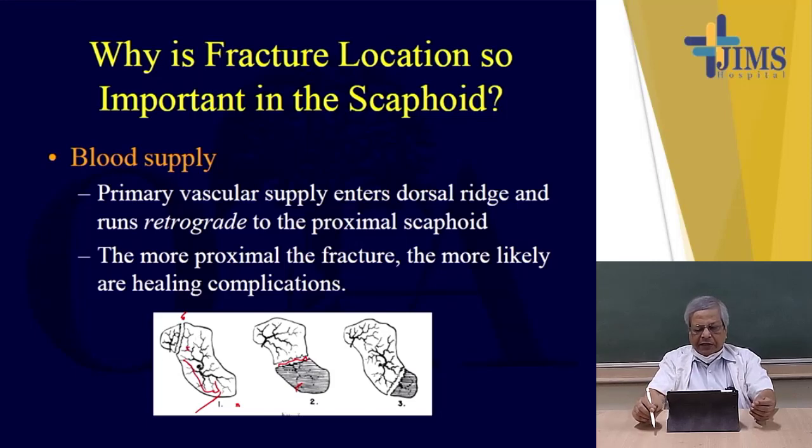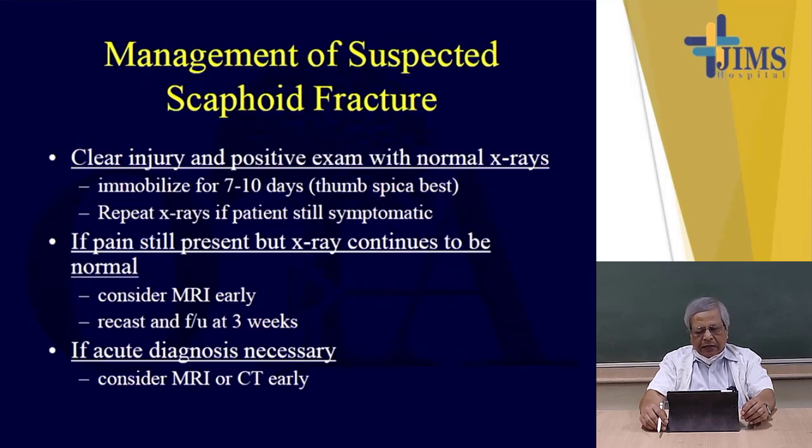Management of suspected scaphoid fracture. Clear injury and positive examination with normal X-rays. Even if the X-rays do not reveal the fracture, as in about 25% of cases, if there is clinical suspicion of scaphoid fracture, the hand is immobilized in a complete plaster, a thumb spica, that means you include the thumb, plus up to this.